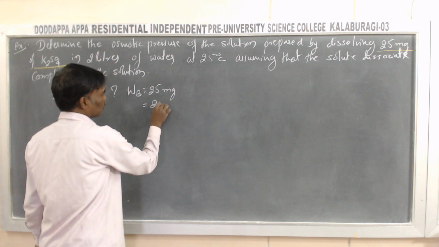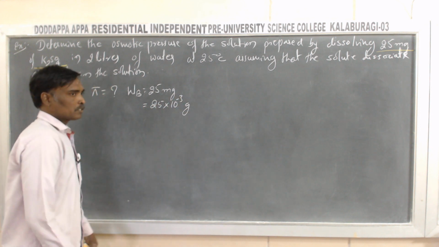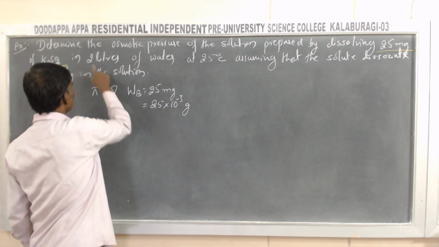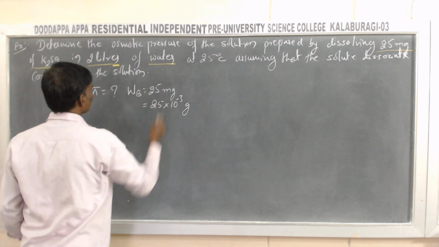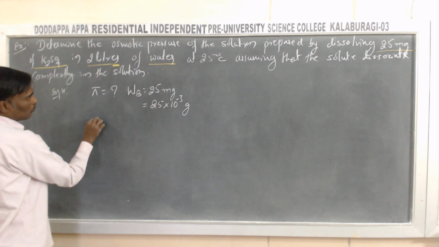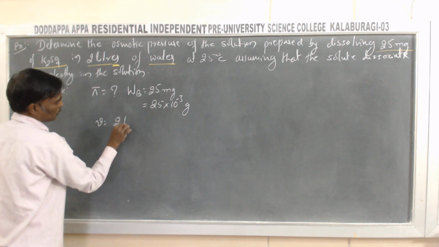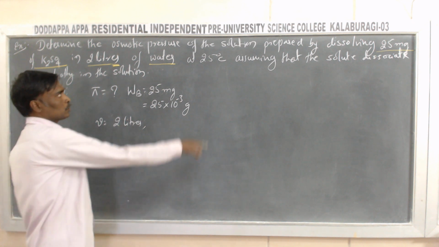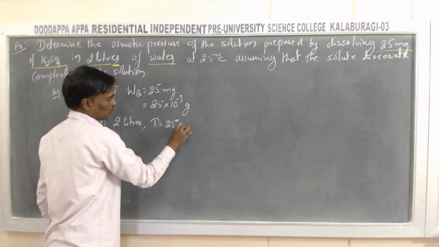So we convert this: 25 is multiplied with 10 raised to minus 3 grams. Next one, dissolved in 2 liters of water. Okay, so therefore, the volume of water is given. So V is equal to 2 liters, and temperature at 25 degrees Celsius. So temperature T is equal to 25 degrees Celsius.